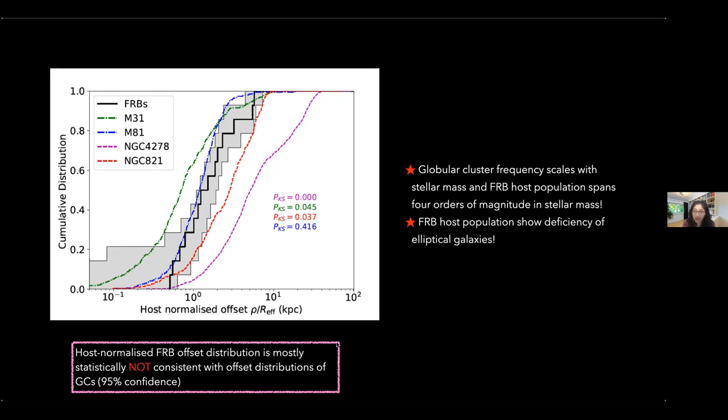However, there are some caveats here, such as globular cluster frequency scales with the stellar mass, and the FRB host population is spanning 3 or 4 orders of magnitude in stellar mass. And also the current FRB host sample shows a deficiency of elliptical galaxies. So these are things that we still need to keep in mind. A much larger sample of precisely localized nearby FRBs is definitely required to pursue this study further.